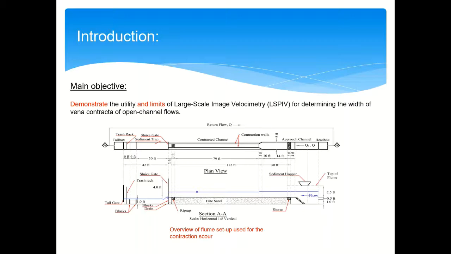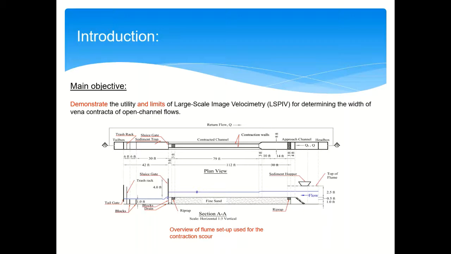We use LSPIV. LSPIV is an image-based method that non-invasively measures two-dimensional instantaneous free surface velocities of water flow using inexpensive standard video equipment. This method is a convenient technique for illuminating the flow field at the surface of a water body.